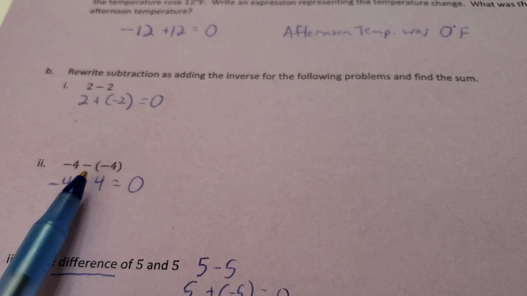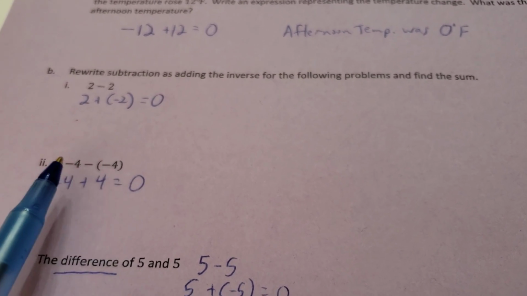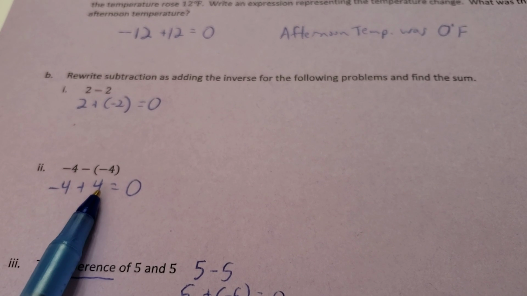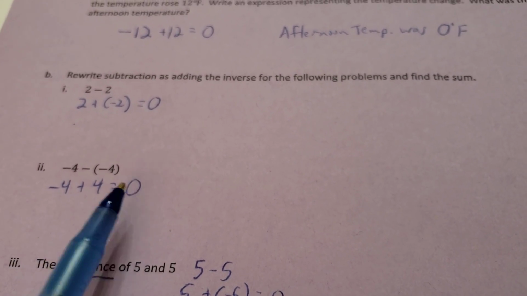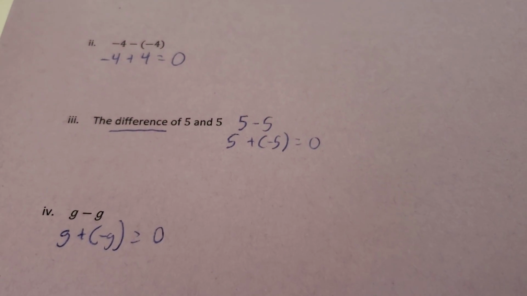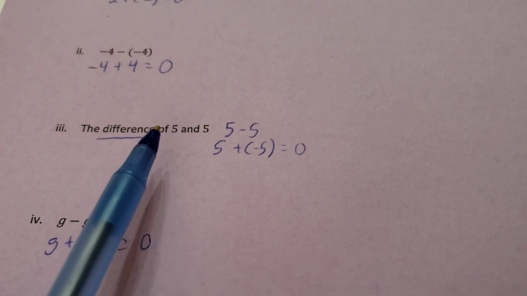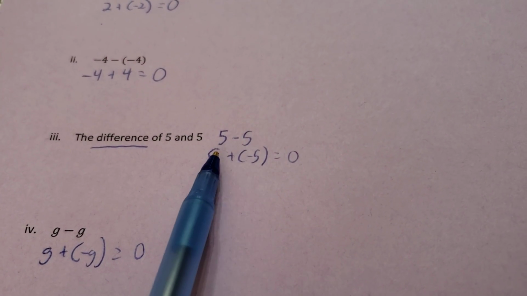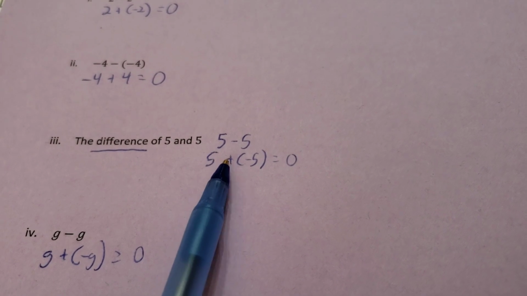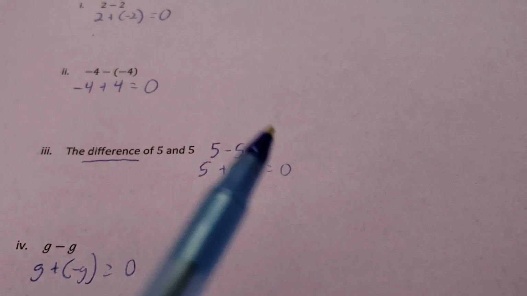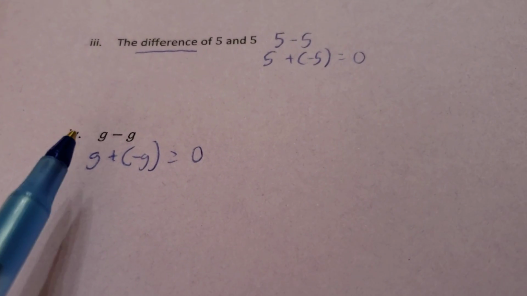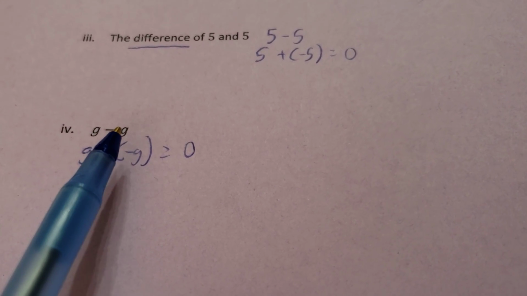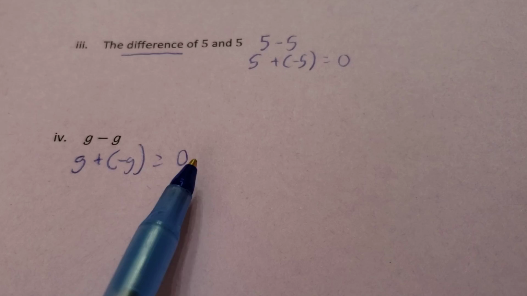Negative 4 minus negative 4. So it's negative 4 plus the opposite of negative 4, which is a positive 4. And negative 4 and a positive 4 equals 0. Now this one says the difference of 5 and 5. That means subtract. 5 minus 5, or they told us to rewrite them, 5 plus the opposite of 5 is negative 5, and it gives you 0. Same thing here. G minus G turns into G plus the opposite of G, which is negative G, and that gives you 0 as well.